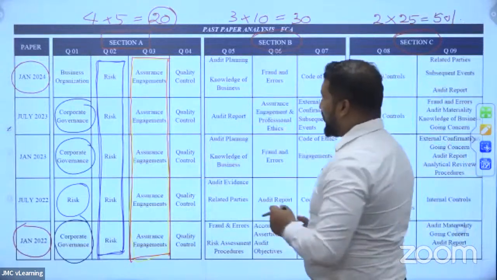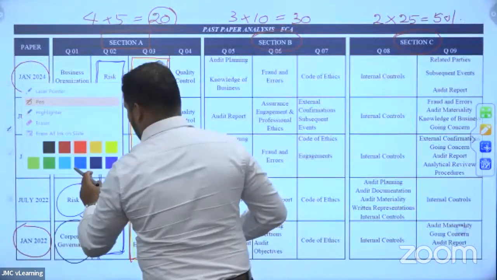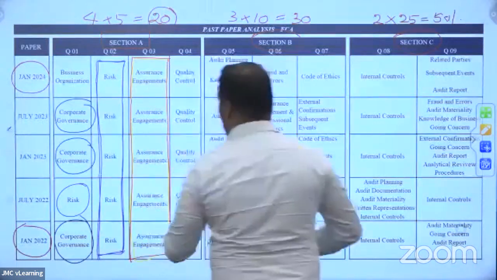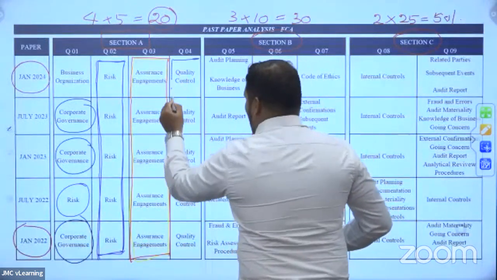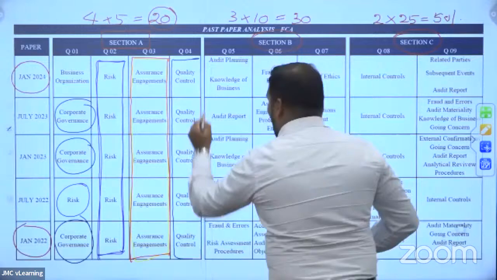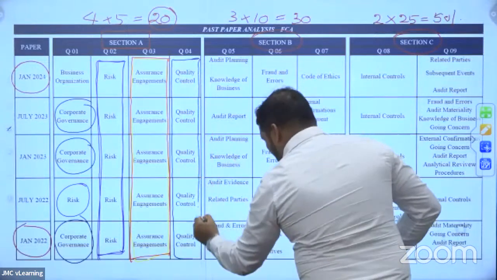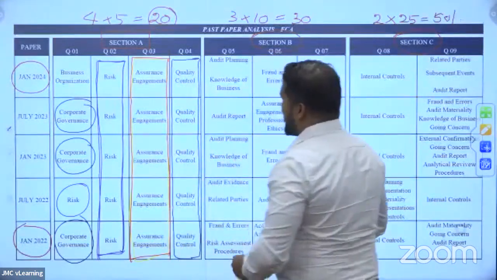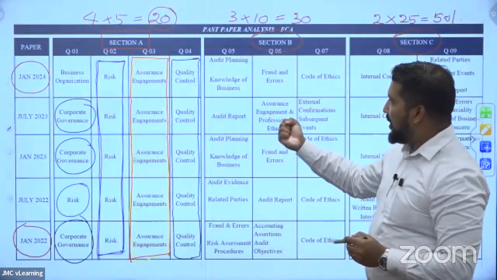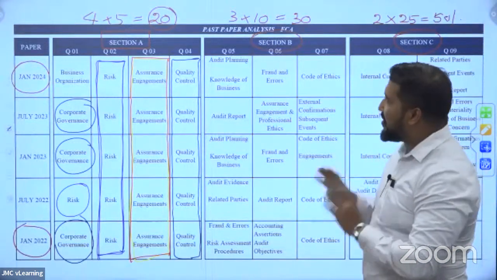Then question number 4 is from quality control. තත්ත්වපාලනය. When you analyze the last 5 papers, every time, question number 4 came from quality control.